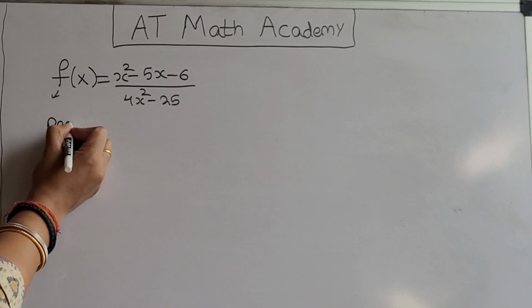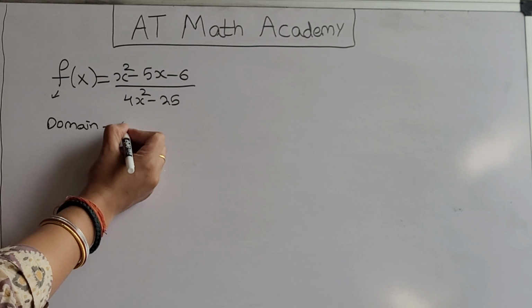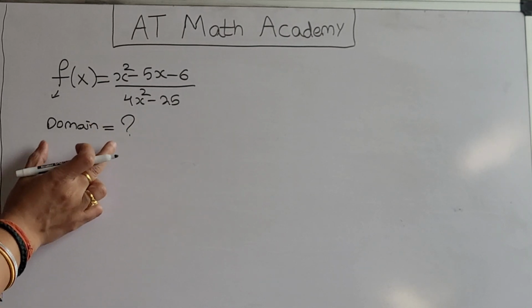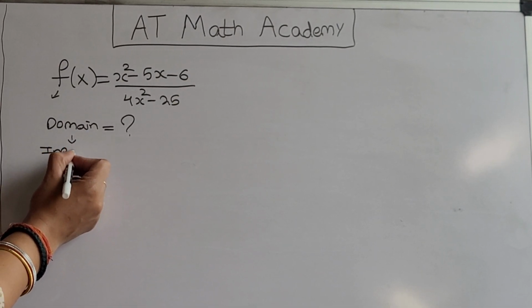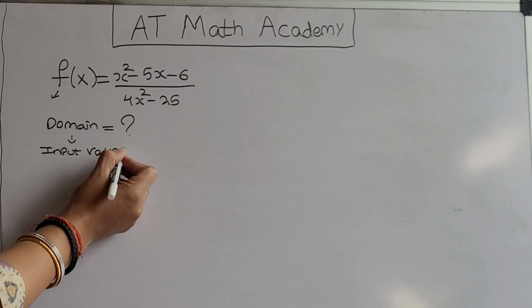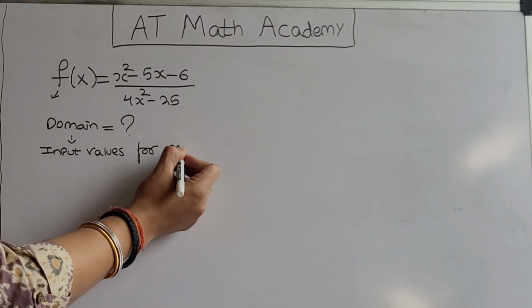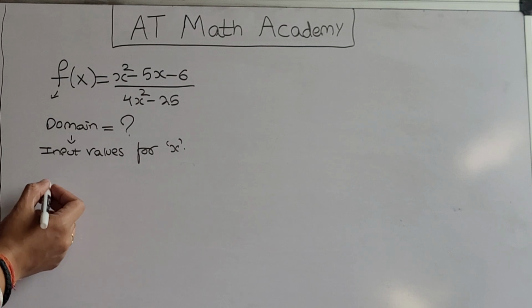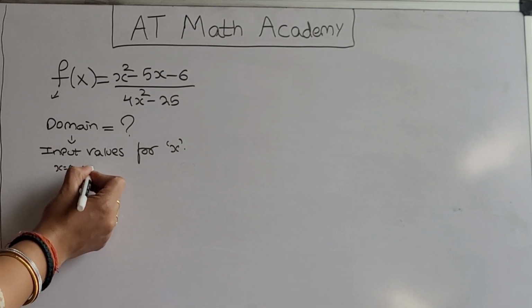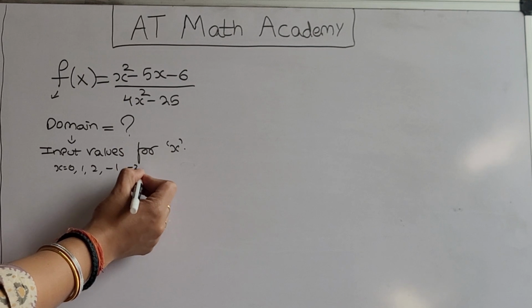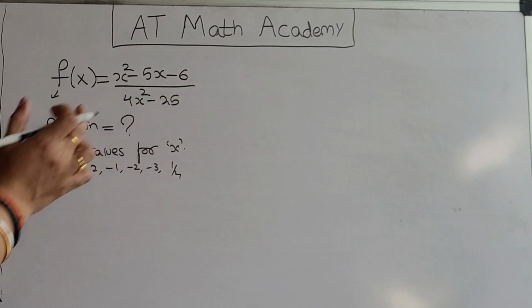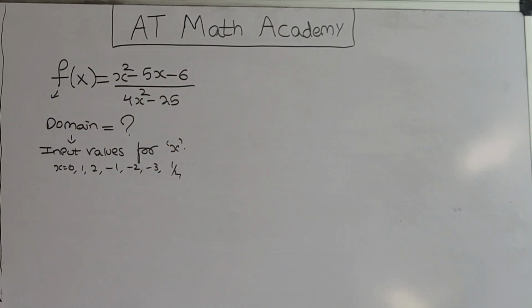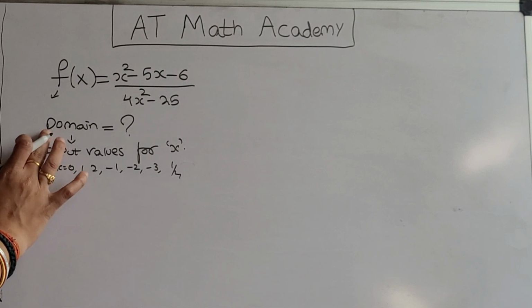So for finding the domain of the function, domain is, as I have explained, the input values for x in this function. So we can take x equal to 0, 1, 2, negative values, minus 1, minus 2, minus 3, or fractions. So any of these values can be substituted in the above function for x, and we can get the different y values, output values. So what is the domain of the function?